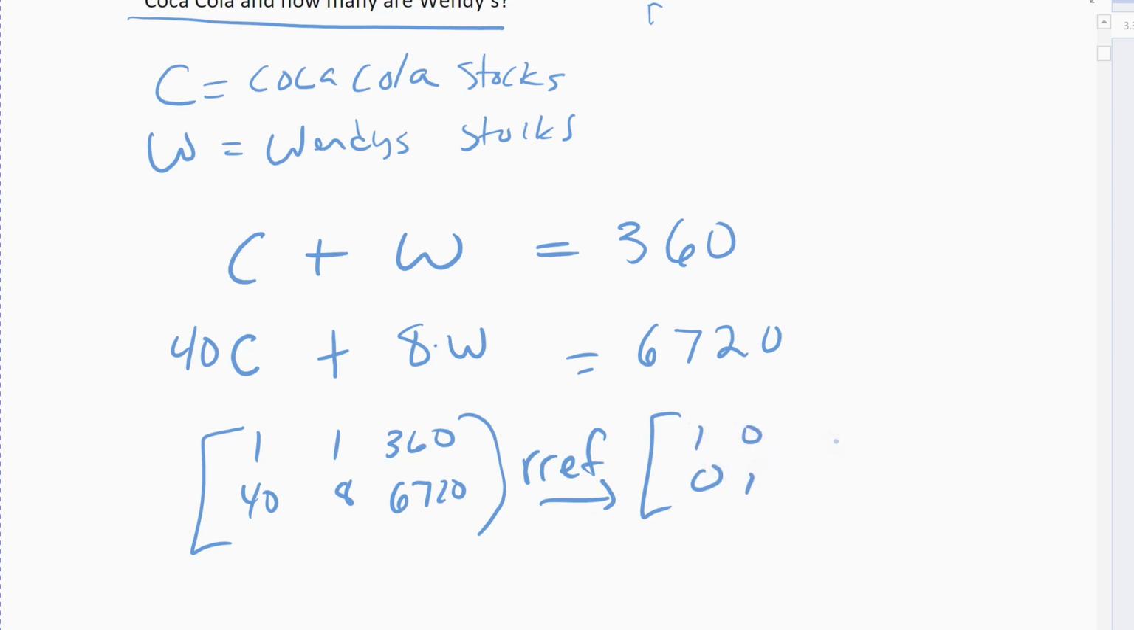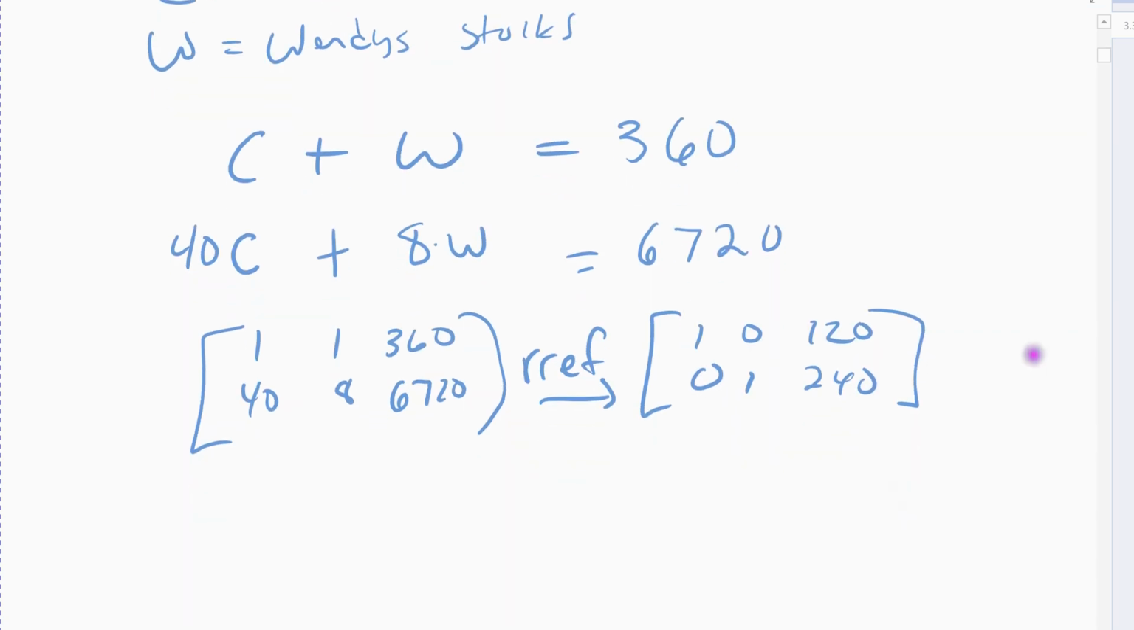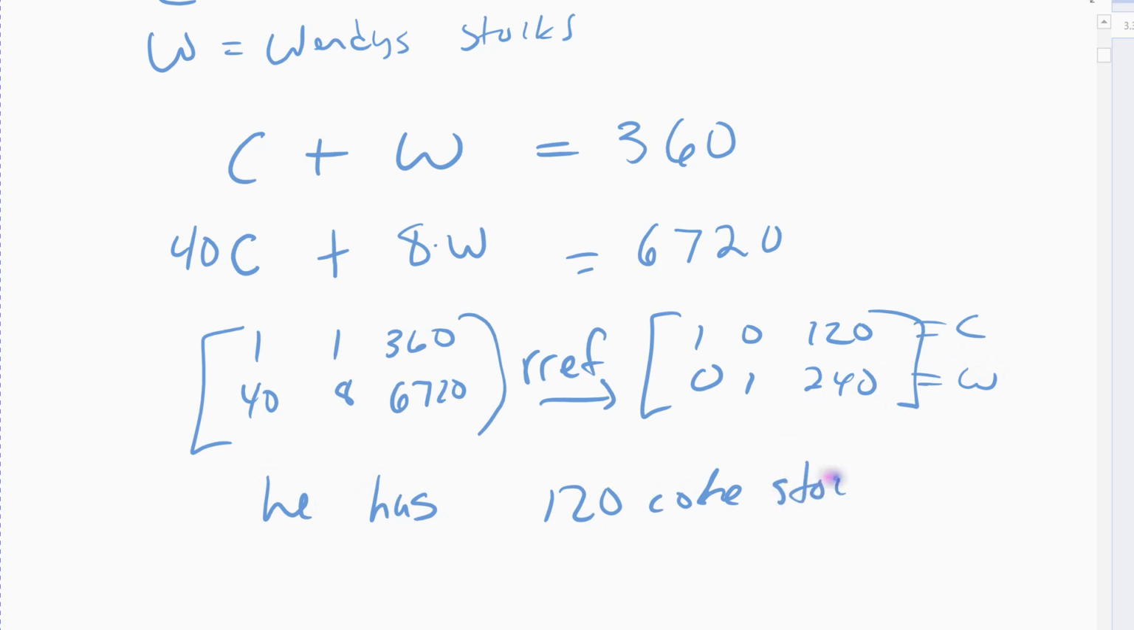And all of these will be one solution cases. Alright, so when it reduces down to 1, 0, 120, 0, 1, 240, there's the Coca-Cola, and there's the Wendy's. So he has 120 Coke stocks and 240 Wendy's.